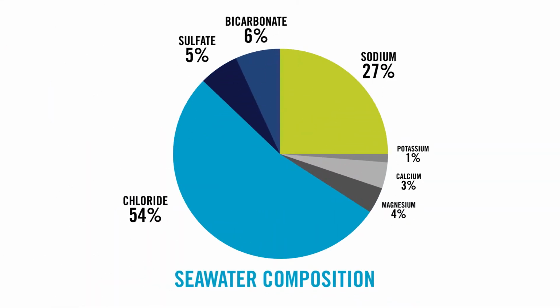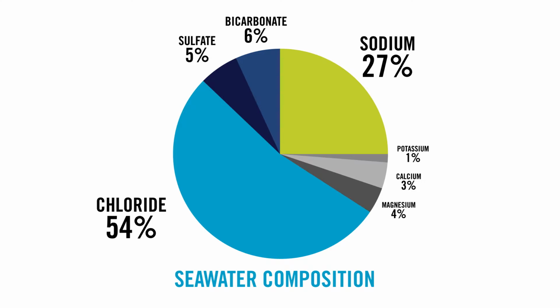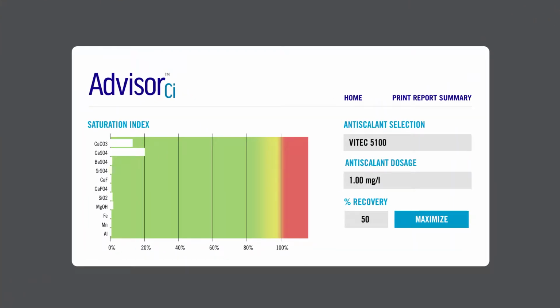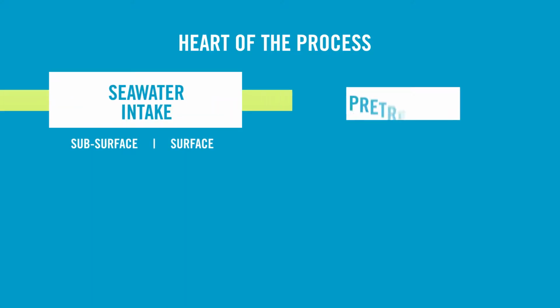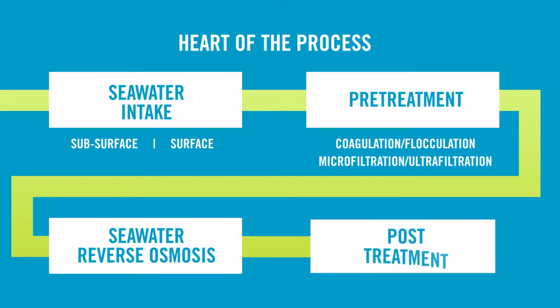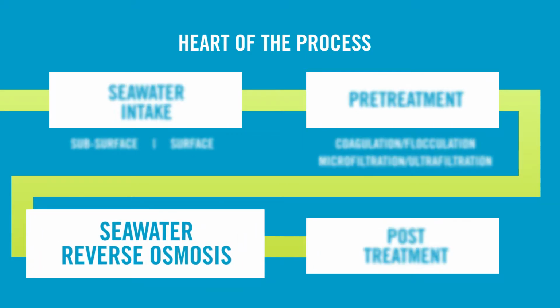The composition of seawater is made up of mostly sodium and chloride, so the potential for inorganic scale is relatively low. However, there is a higher potential for organic fouling. A typical membrane desalination plant includes intake, pretreatment, seawater reverse osmosis process, and post-treatment. Each of these elements is crucial. However, the membrane process is the heart of desalination.